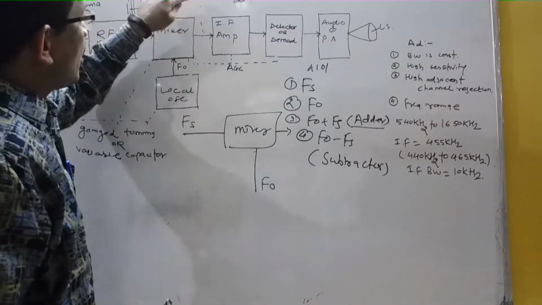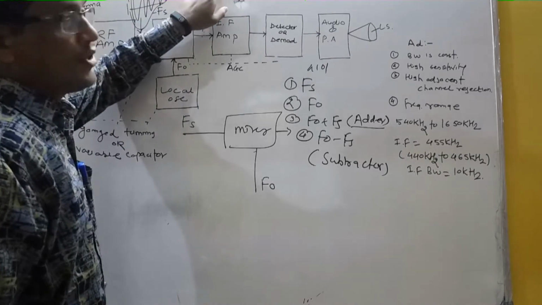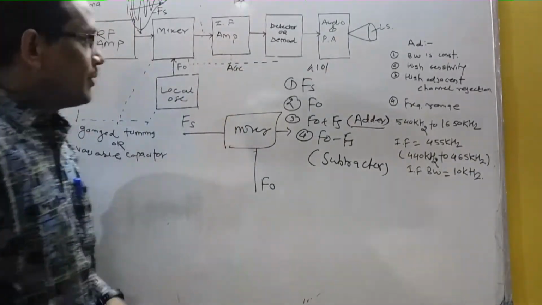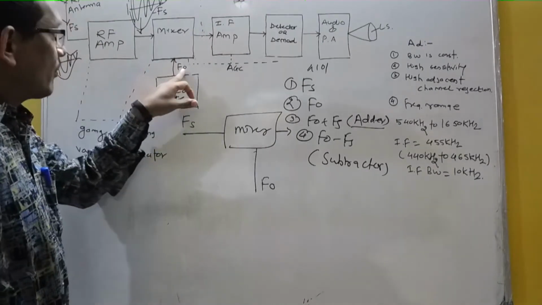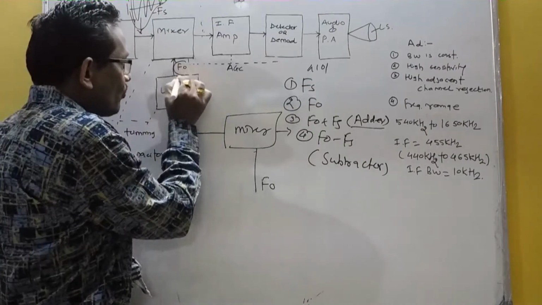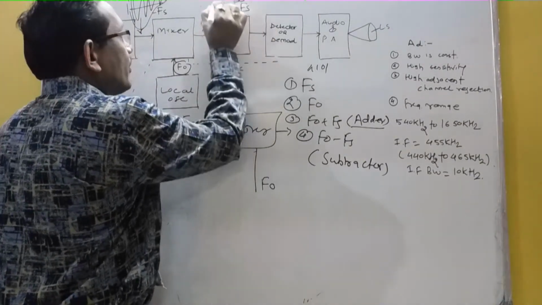So the output of the mixer, in the case of your super heterodyne receiver, is called the intermediate frequency. This intermediate frequency is F0 minus Fs, that is the local oscillator frequency F0 minus Fs. In this case, I always consider the local oscillator frequency to be greater than the signal frequency.